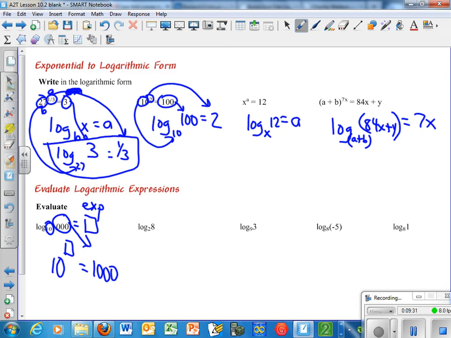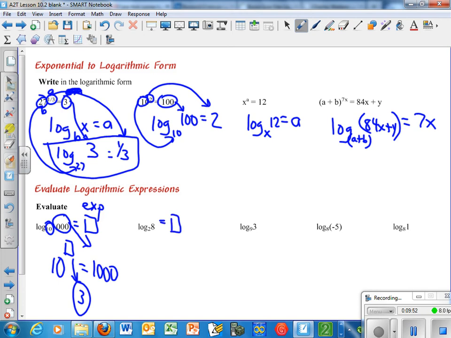Well, 10 squared is 100, 10 to the third is 1,000, so the empty box would equal 3. So your answer here, the log of 1,000 in base 10, is equal to 3. You just got to kind of think about it, and I'm going to use this empty box as we go along here.